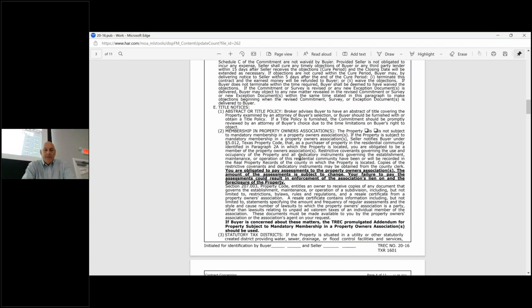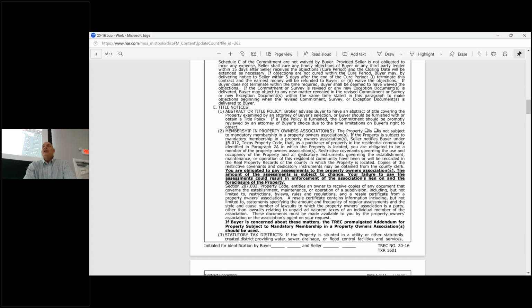Seller notifies buyer under the Texas Property Code that as a purchaser of property in a residential community identified in paragraph 2A to which the property is located, you are obligated to be a member of the POA. Restrictive covenants governing the use and occupancy of the property and all dedicatory instruments governing the establishment, maintenance, or operations of this residential community have been or will be recorded in the real property records of the county to which the property is located. Copies of the restrictive covenants and dedicatory instruments, it tells you how to find them. Okay, go down to the bottom of that section in bold.